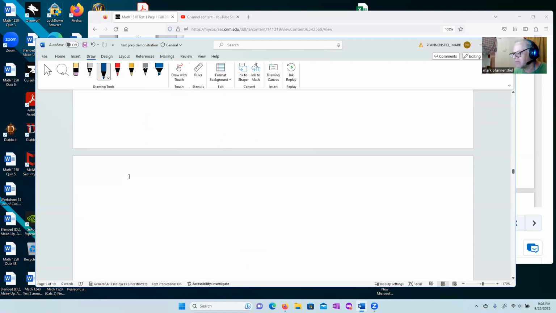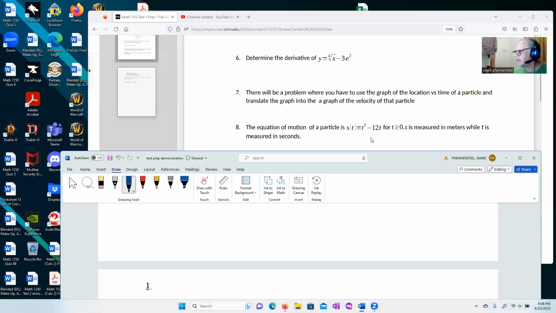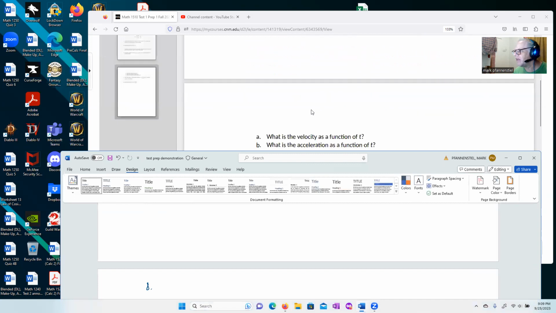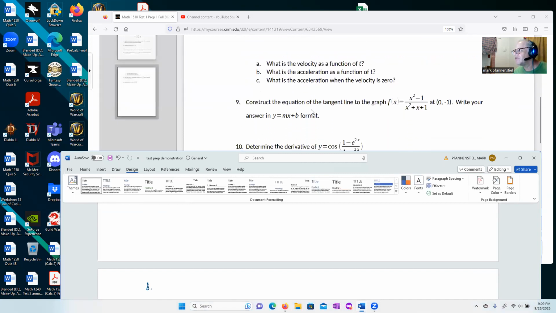Okay, so we'll go off to number 8 here. And we turn the page. My number 8 says something clever like: we have the equation of motion is S of t equal to t cubed minus 12t for t greater than 0 seconds. S is measured in meters, t is measured in seconds. What is the velocity? What is the acceleration? What is the acceleration when the velocity is 0?